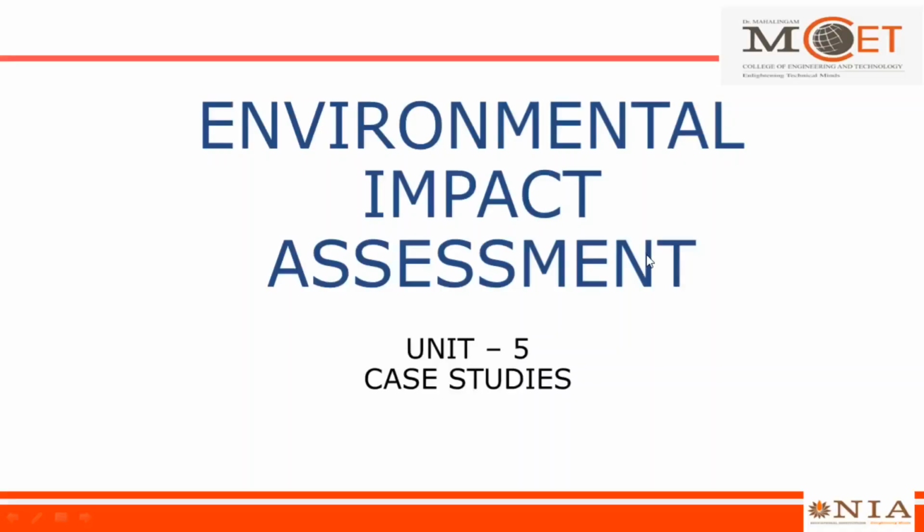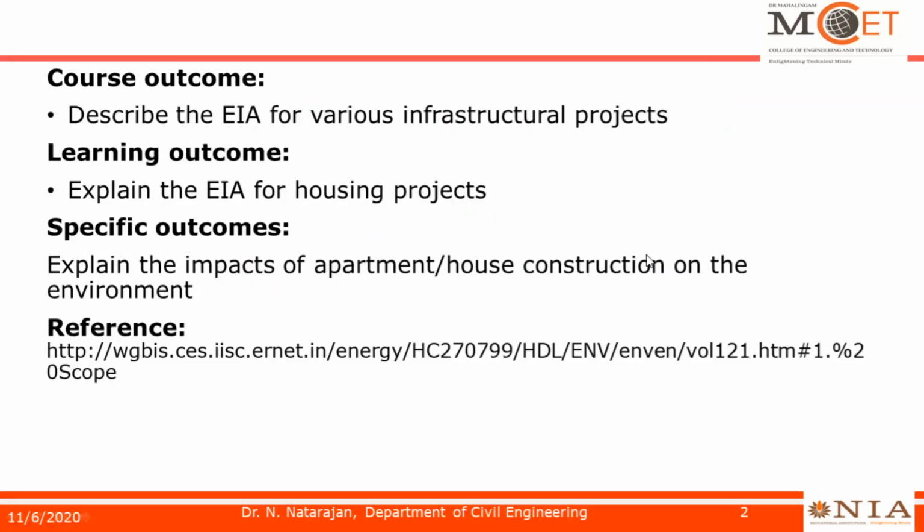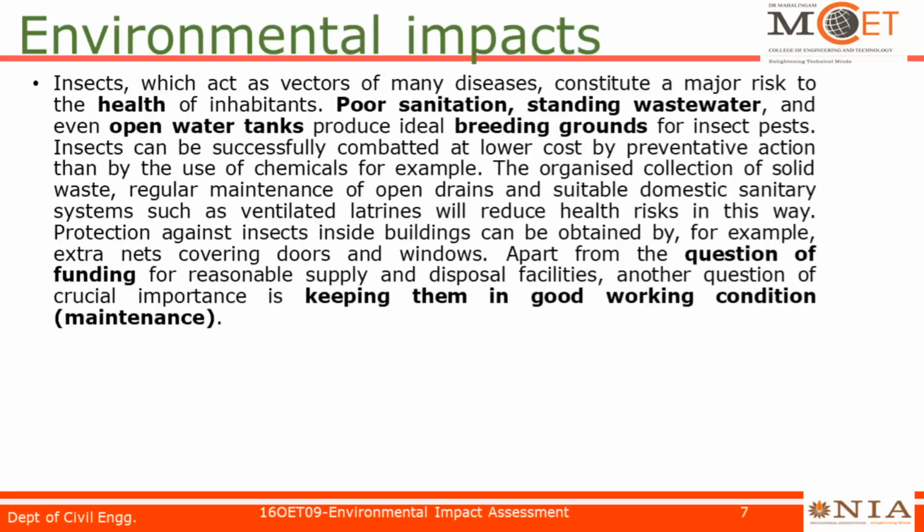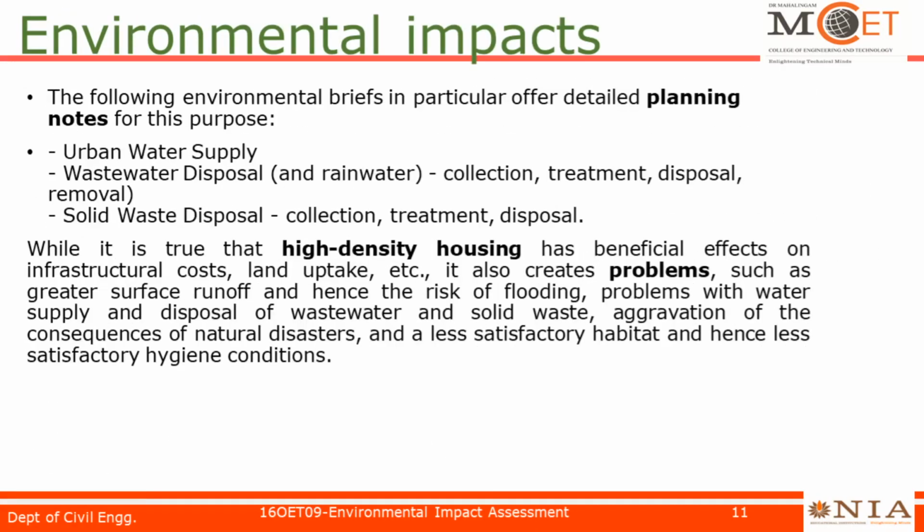Unit 5 case studies. Course outcome: describe the EIA for various infrastructure projects. Learning outcome: explain the EIA for housing projects. Specific outcomes: explain the impact of apartments or house construction on the environment. So we already started this session and we have seen some of the impacts. We'll continue from wherever we left in the last half.